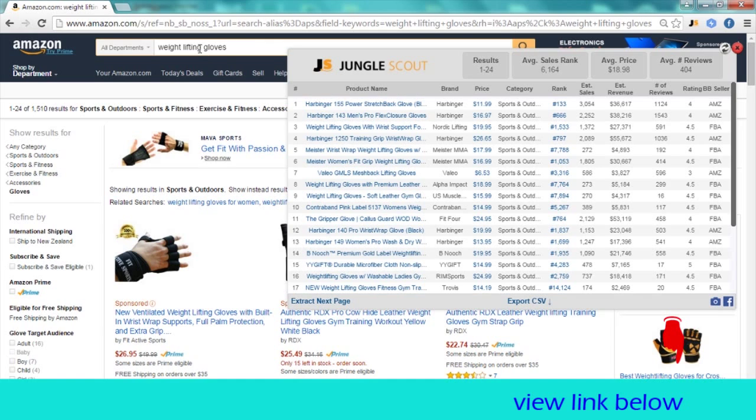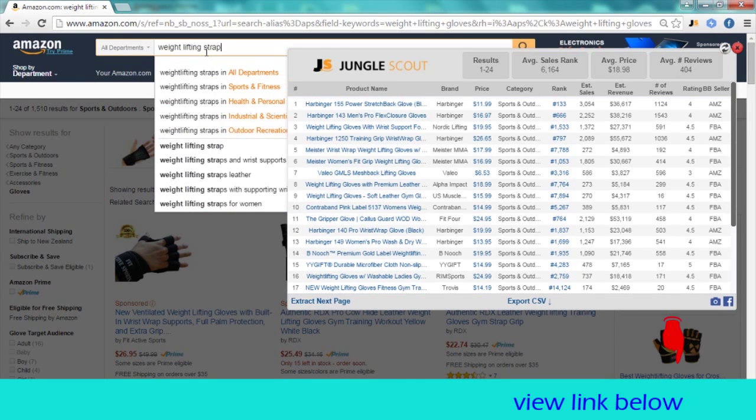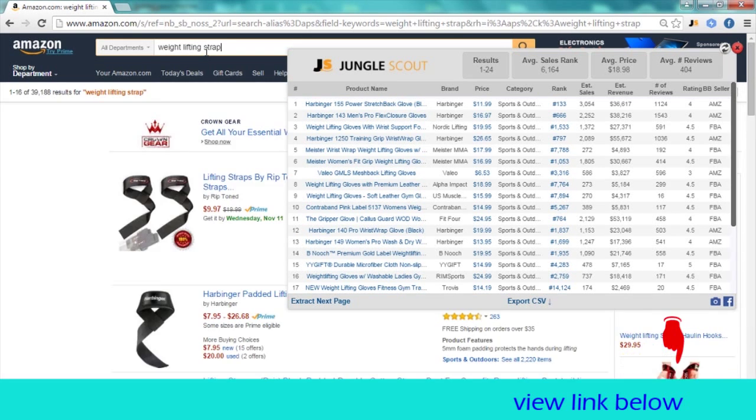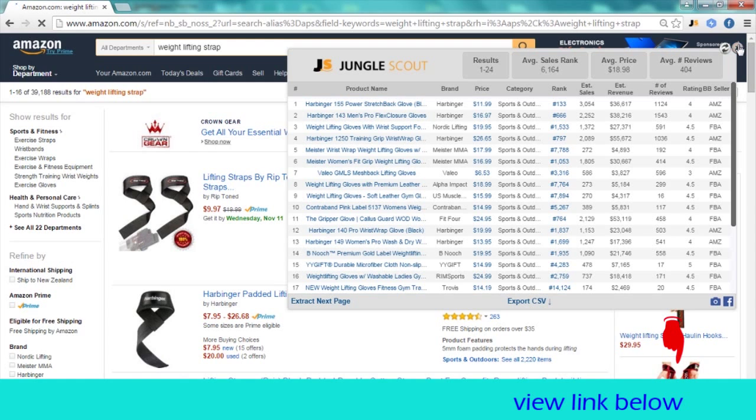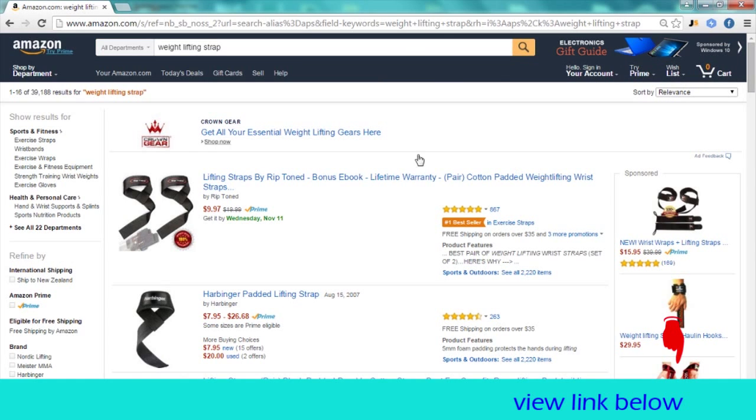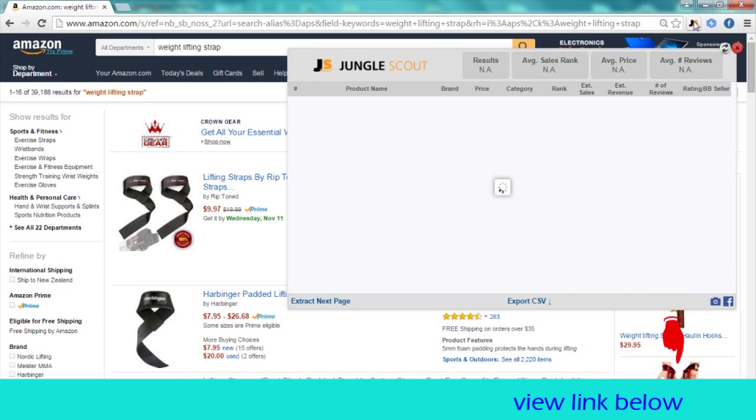So let's look at something else. Just quickly looking at weightlifting straps. We'll see what Jungle Scout says about that.